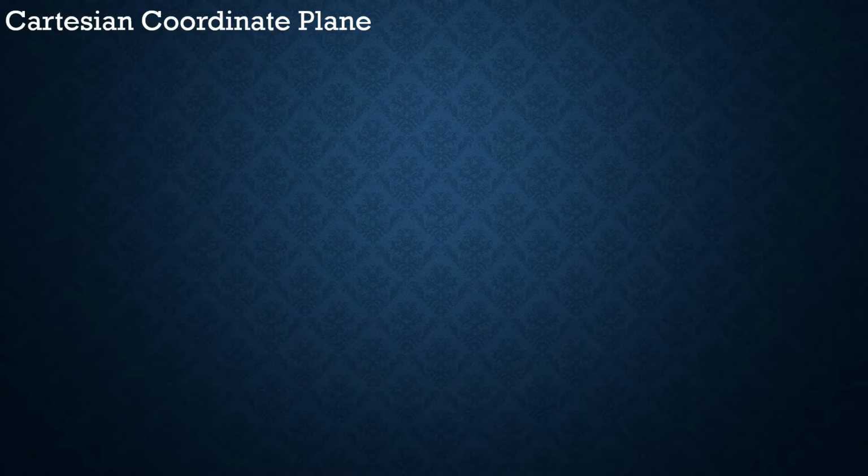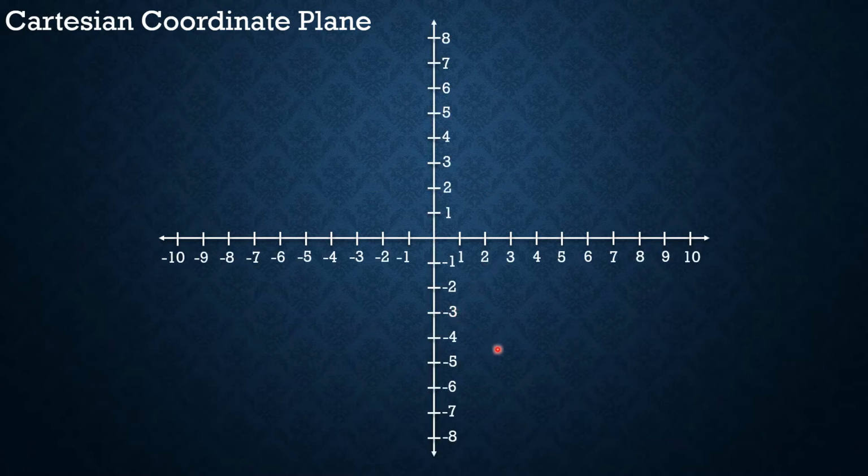So the Cartesian coordinate plane is formed by the intersection of the horizontal number line and a vertical number line. The horizontal number line is what we know as the x-axis, and the vertical number line is what we know as the y-axis. Remember that the intersection of the horizontal number line and the vertical number line, yung matatagpuan natin sa gitna, is what we know as the origin.